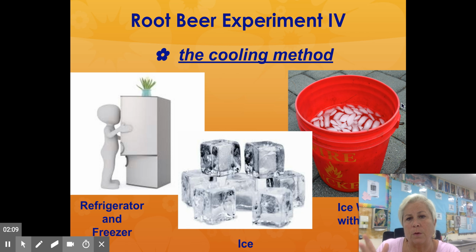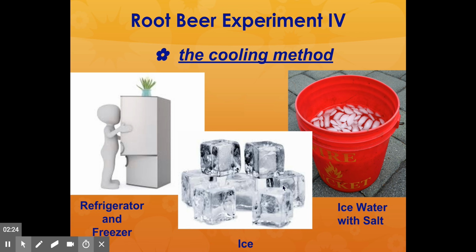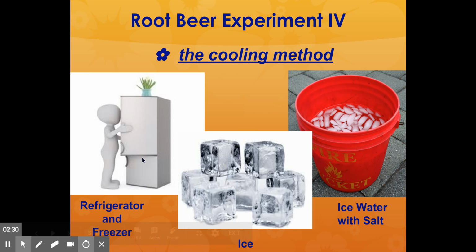Now, if we go back to the diet root beer experiment, in this experiment, our independent variable is going to be the cooling method. So I'm going to use multiple cooling methods. Let me turn my camera off for just a second. Okay, so we're going to have a refrigerator and a freezer. So I will put 1 can of the soda in the freezer. I'll put 1 in the refrigerator, and I'll put 1 in ice, just like a container or bucket of ice. And then the other one I'm going to put in a bucket or a container that has ice, water, and some salt.